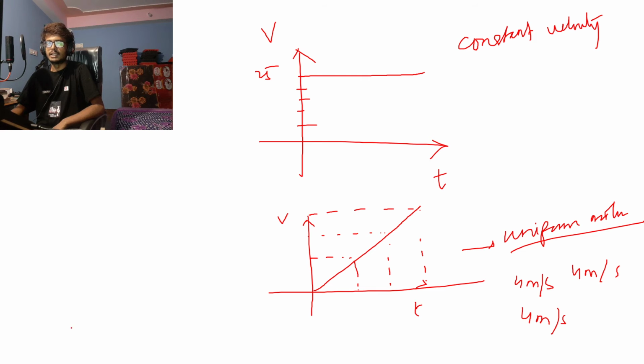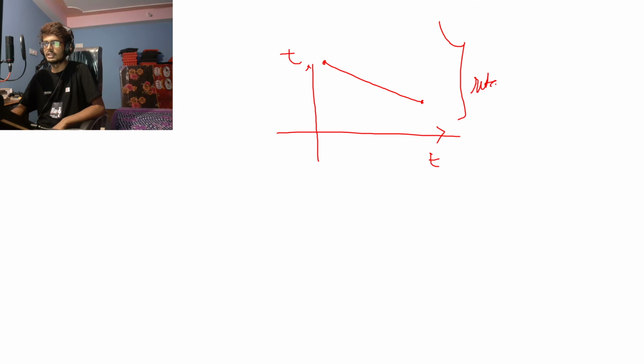And the third case is this one. Your velocity is decreasing over time, right? So basically the velocity at this point is higher than the velocity at this point. So over a particular time, the velocity is decreasing. So this is basically a case of retardation, right? Retardation. And the one with uniform change in velocity was a case of acceleration.